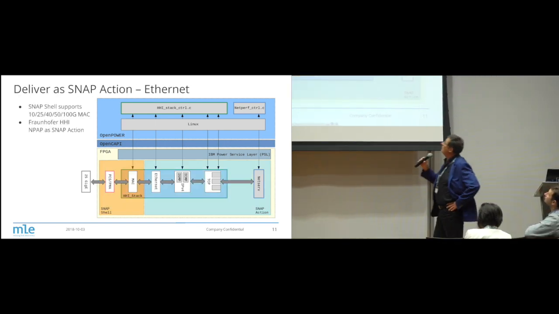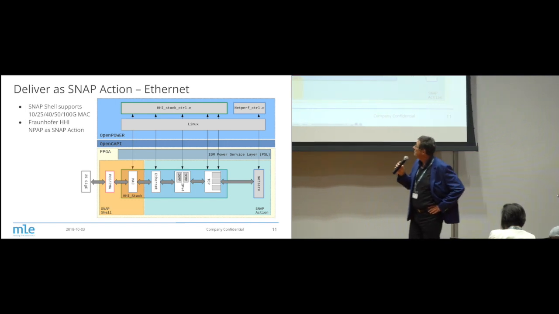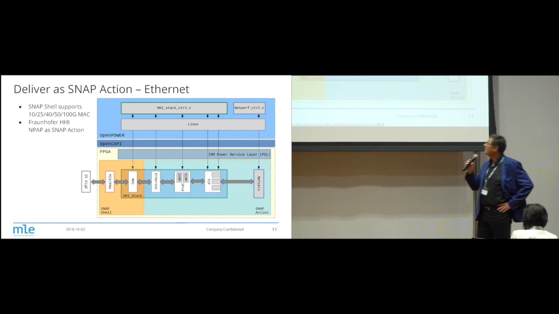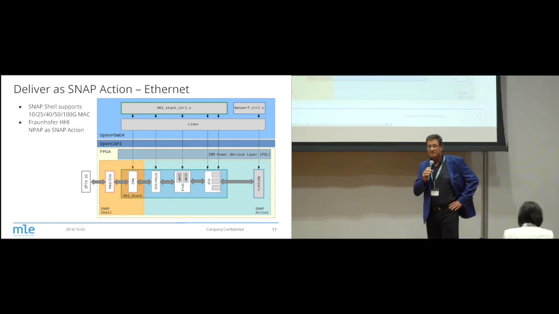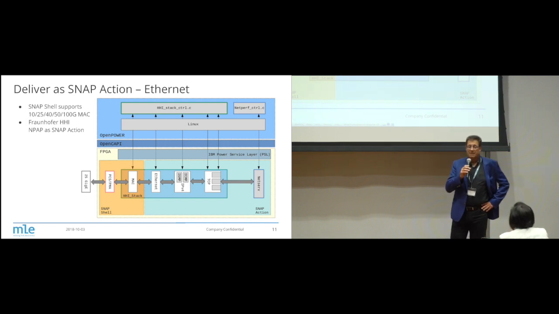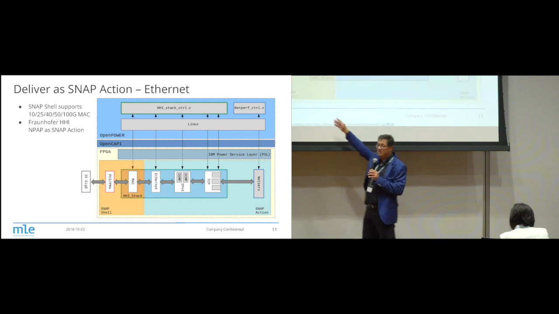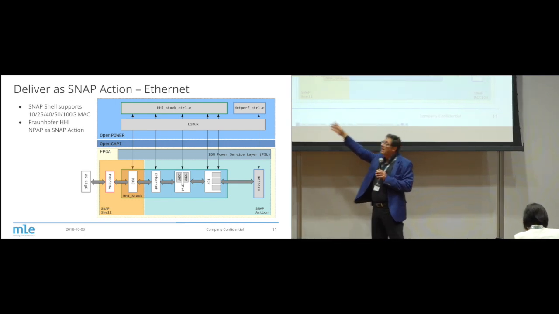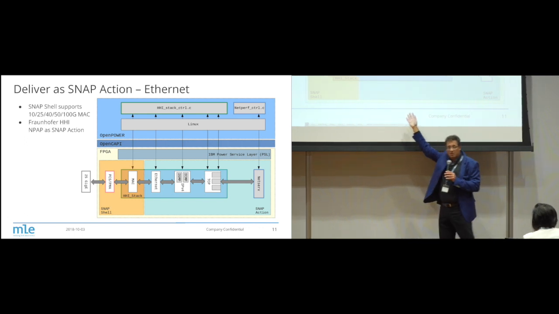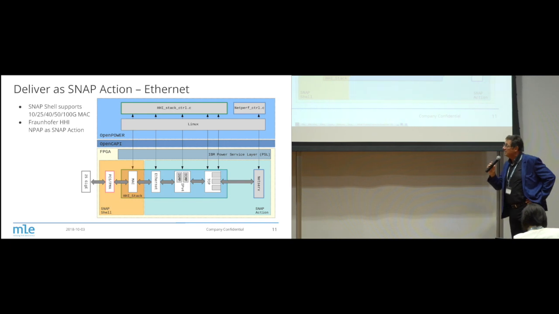So one of the many options which we envision is that we cut up this stack in between the MAC and the Ethernet, and then some portions become part of what we call the SNAP shell, in some flavor open sourced, and the rest of it can become a user or a SNAP action. That's one of the many ideas we're having.